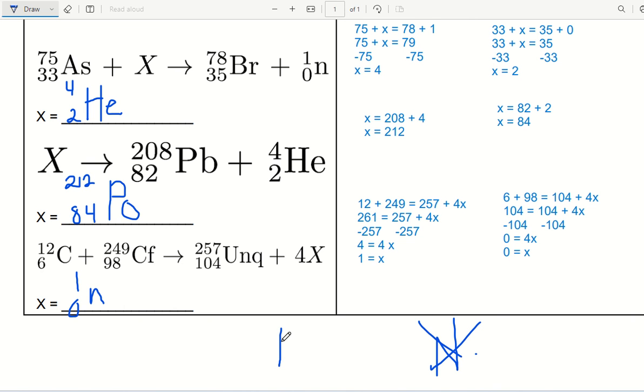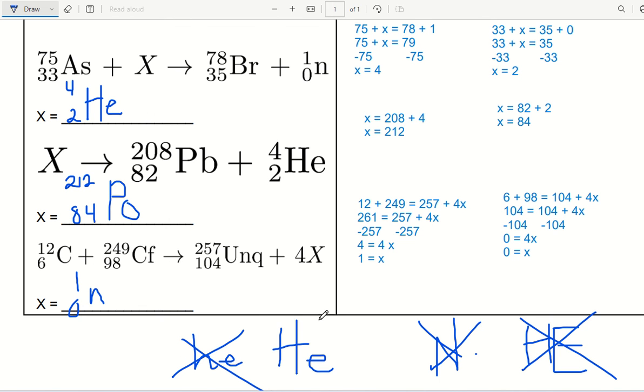Also notice for all of my element symbols, capital letter first, second letter lowercase. This is wrong. Do not do this either. Also, this is wrong. Do not do that either. This is correct. Okay? I hope that helped if you were having trouble.